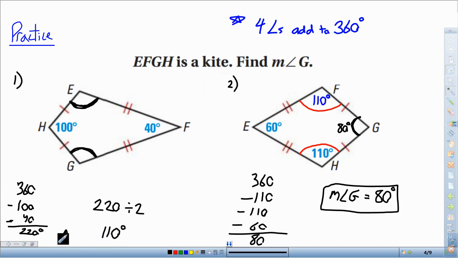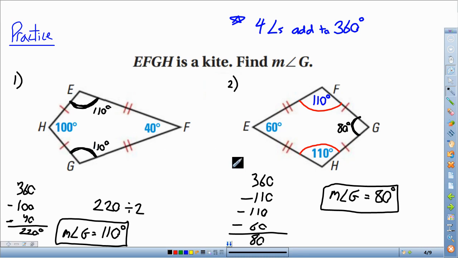Just to be specific, let's point out the measure of angle G equals 110. It wouldn't be a bad idea to show yourself that this is 110, and this is 110. So there's another thing to remember. Since kites are quadrilaterals, their angles still add to 360 degrees, and you can use that to find some missing angles. Those are a little tricky, but hopefully you at least understood my process on those.